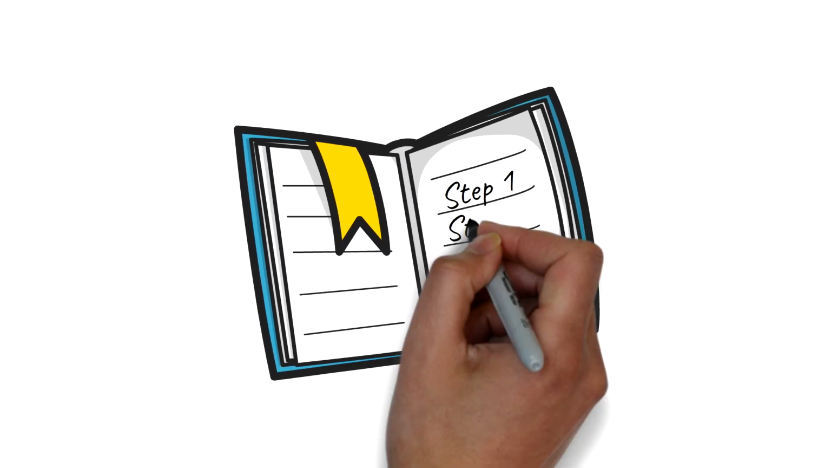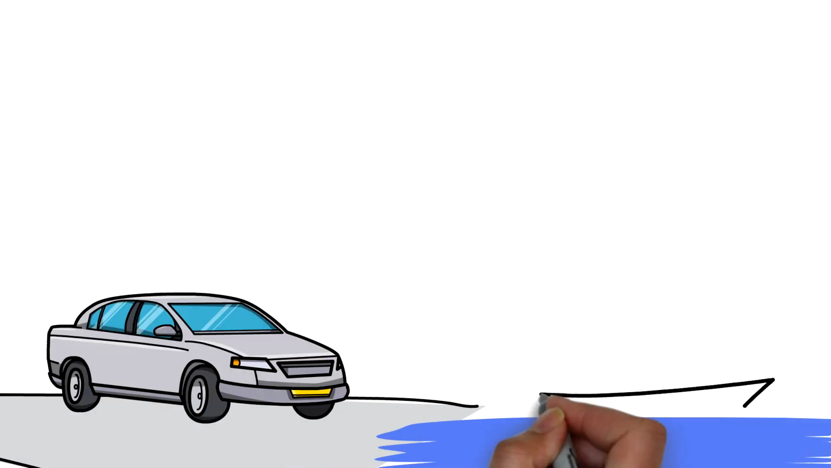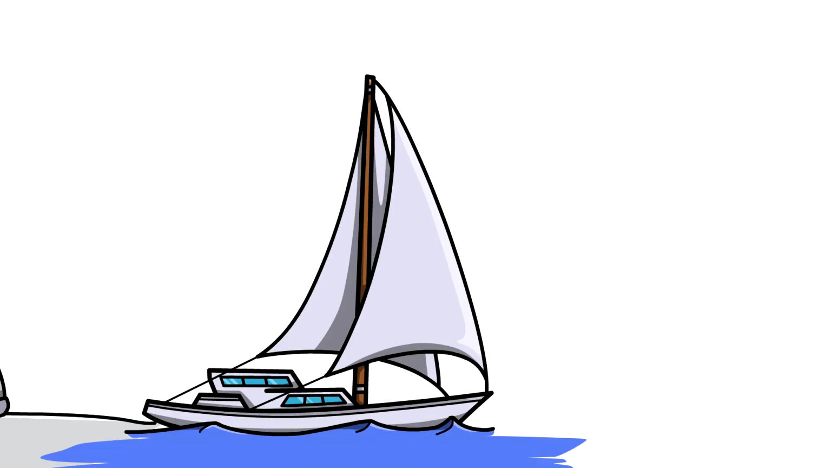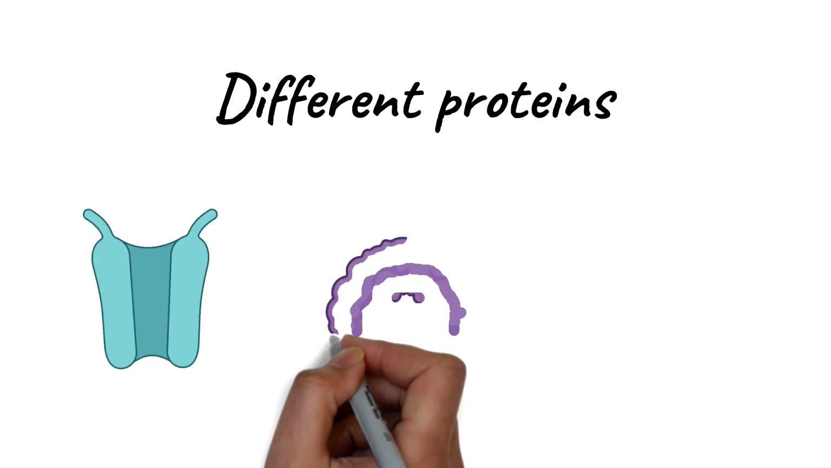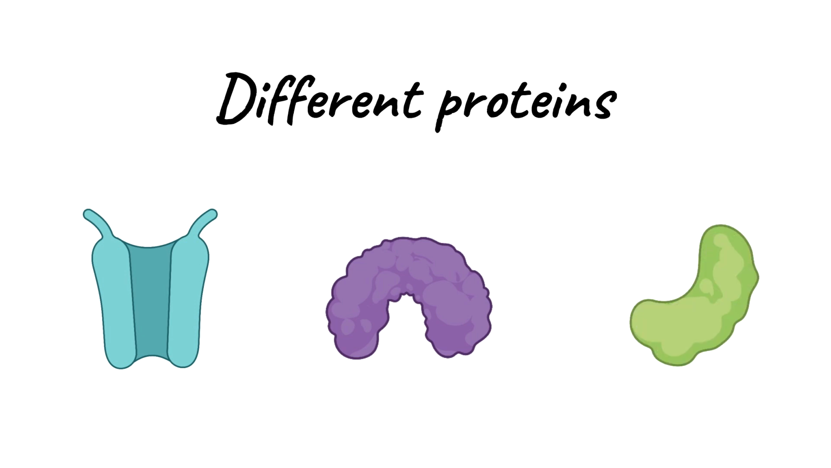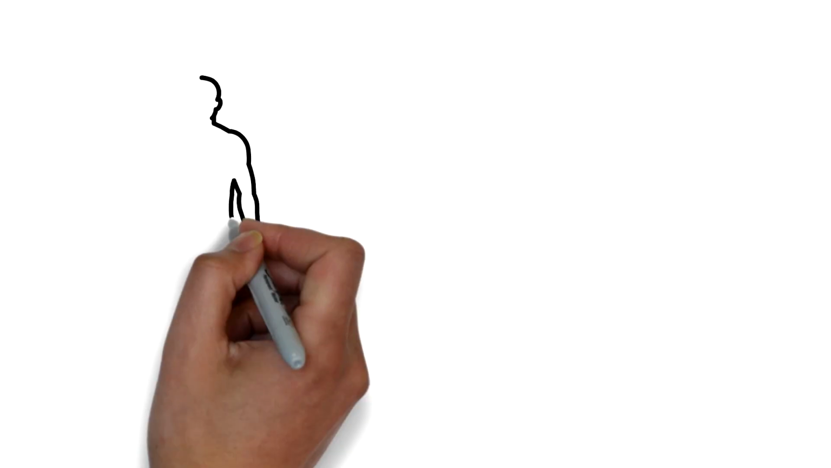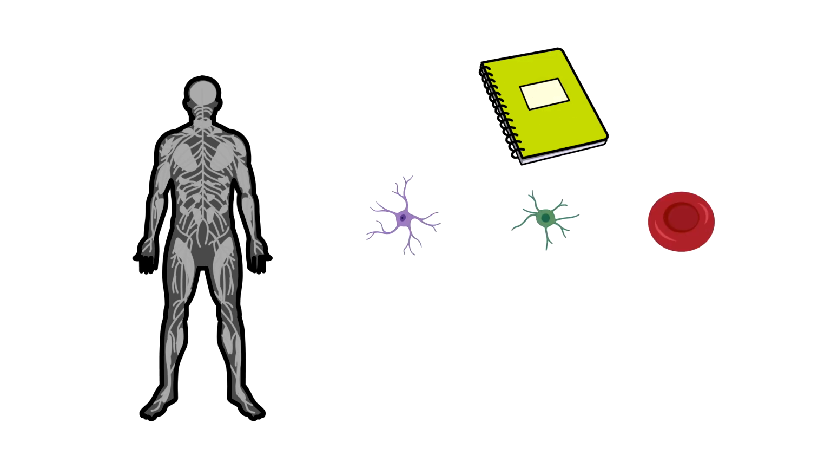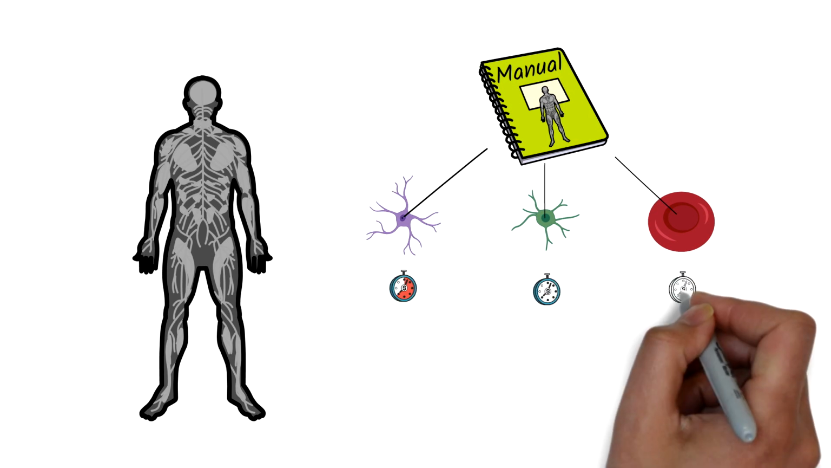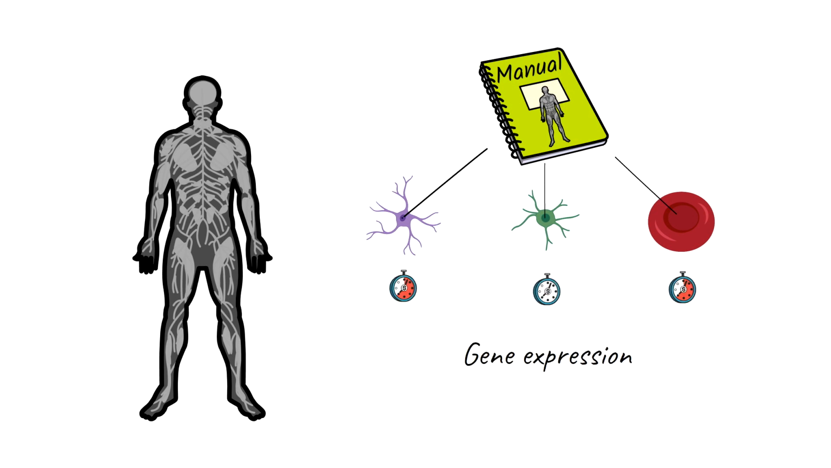They are just like chapters of construction manuals, but instead of constructing a car or a boat, genes contain the instructions for producing proteins that have different shapes and essential functions in the body. All cells in our body contain the complete manual. However, different cells build or express different chapters at different rates. This is known as gene expression.